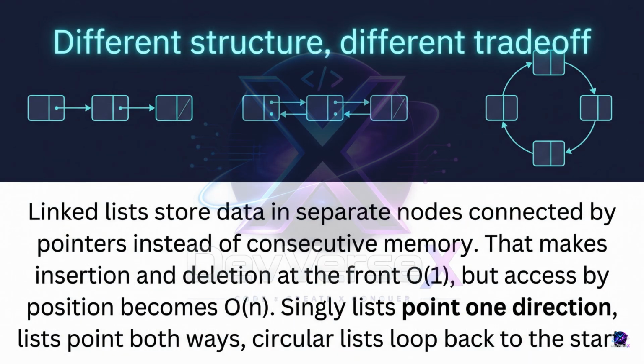Linked lists store data in separate nodes connected by pointers instead of consecutive memory. That makes insertion and deletion at the front O(1), but access by position becomes O(n). Singly lists point one direction, doubly lists point both ways, circular lists loop back to the start.